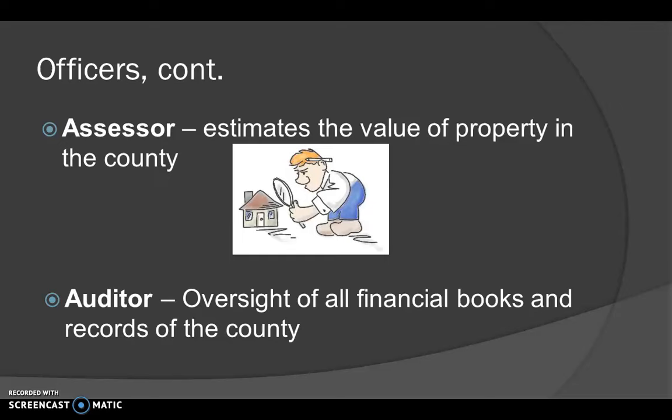The next officer is the assessor. The assessor estimates the value of property in the county. This way, people are paying the appropriate tax and the appropriate money to the county. We also have an auditor. The auditor is in charge of oversight of all financial books and records in the county.